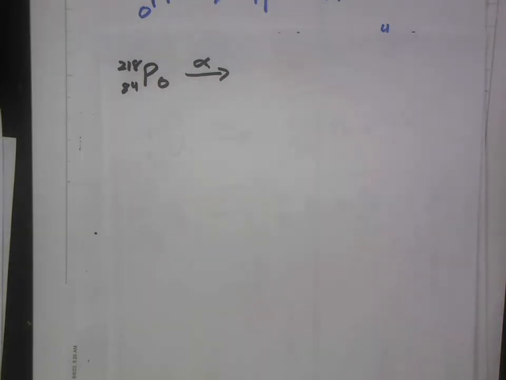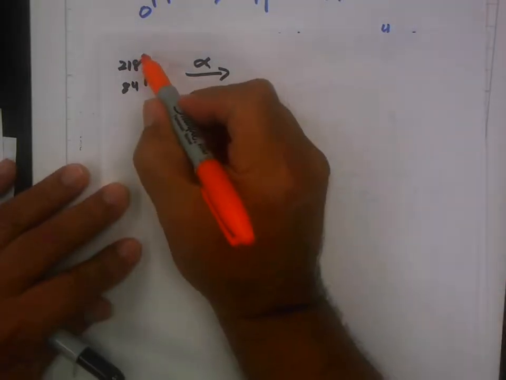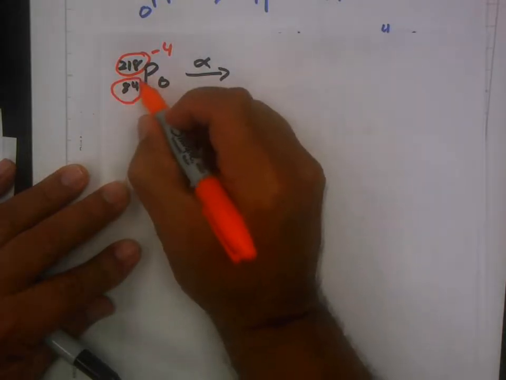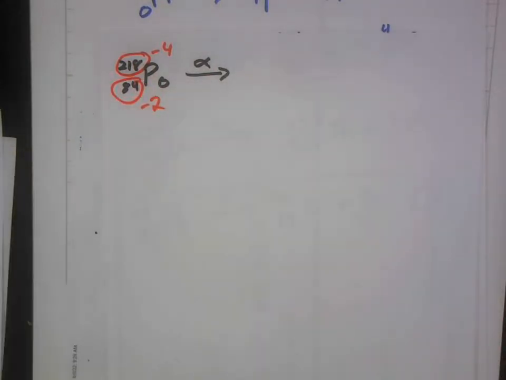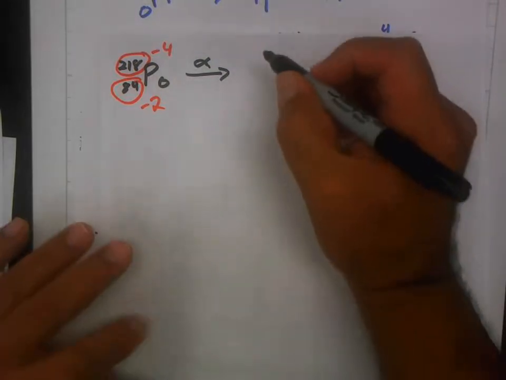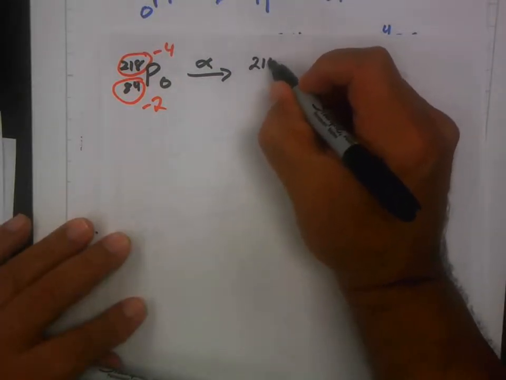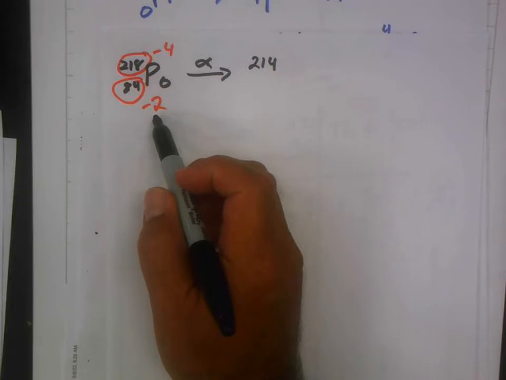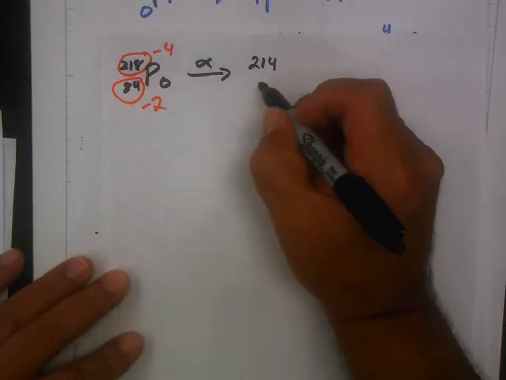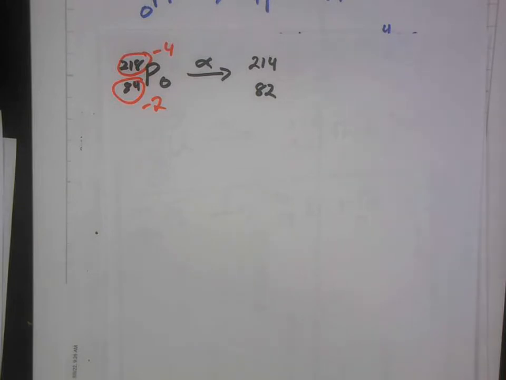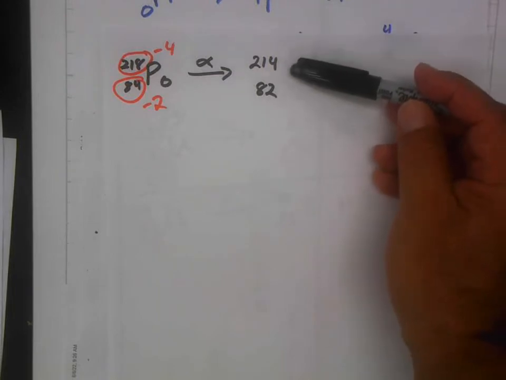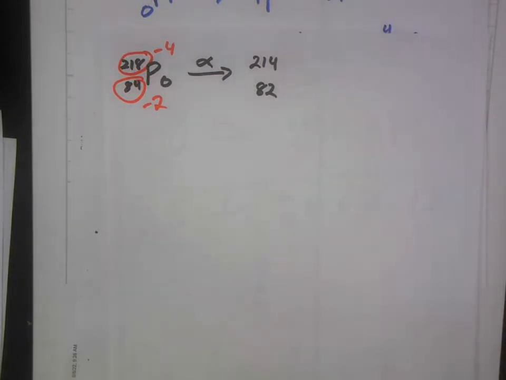All right, so polonium-218 undergoes alpha decay. How are we going to figure this out? Well, you just do this. The mass number is going to be subtracted by 4, and the atomic number subtracted by 2. So let's take 4 off of the mass number. We're going to go from 218 to 214. And then the atomic number is going to go from 84, we subtract 2 from it, to 82. So we're going to get a new atom here with an atomic number of 82 and a mass number of 214. Now the question is, what element is it?